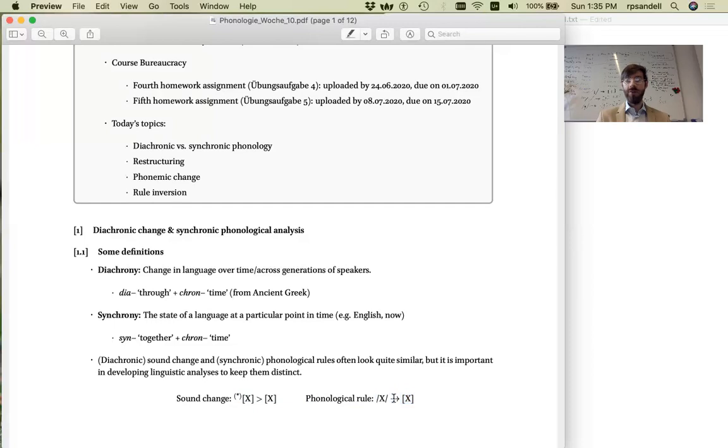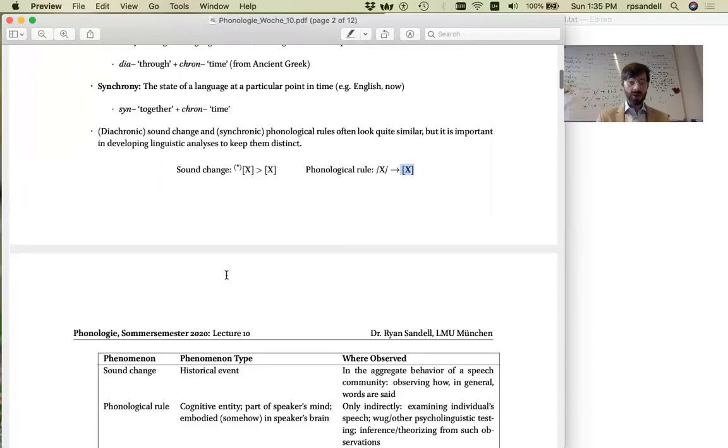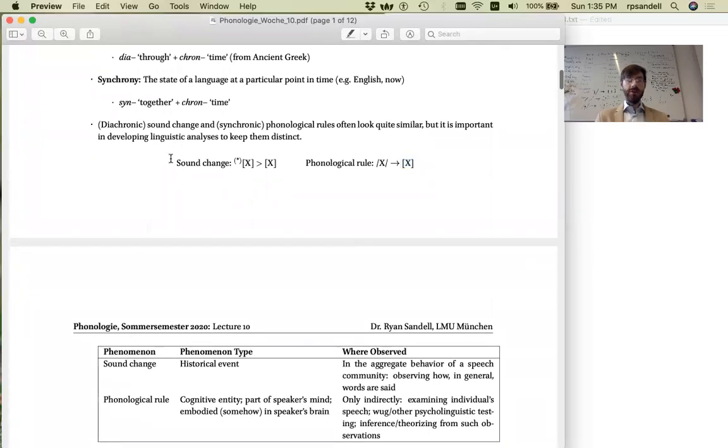So we have an underlying representation given in slashes and a surface phonetic form given in square brackets. We can contrast these two different types of rules, if we want to call them that, in the following way. A sound change refers to a historical event observed in the overall community in aggregate. So we're talking about, say, groups of German speakers, groups of English speakers, groups of Latin speakers, if we look farther back in time. We're looking at what is happening in a community at large and seeing how words on the whole are pronounced.